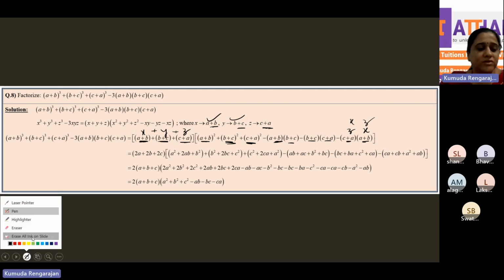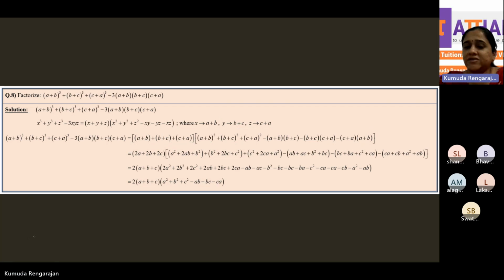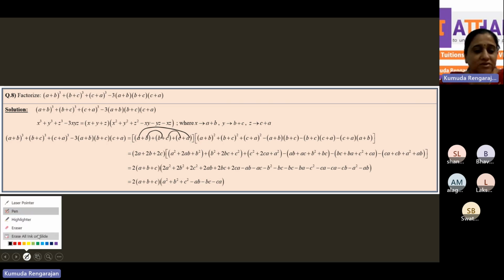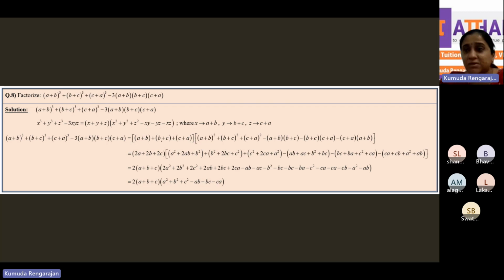So we're just substituting using the identity. X means a plus b, y means b plus c, z means c plus a. That's all. Once you substitute, it's over. Now you just have to simplify. So here it is a plus b plus b plus c plus c plus a. Open the bracket. So you'll get a plus a is 2a, b plus b is 2b, c plus c is 2c. Because it's addition, not multiplication. That's the first bracket. It's over.